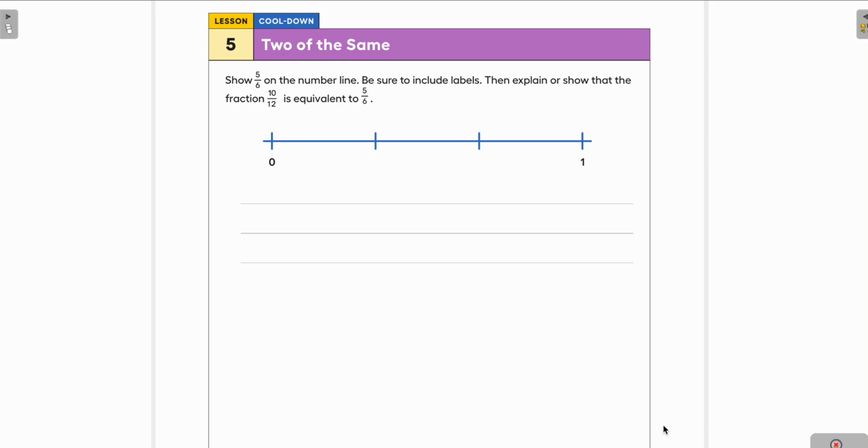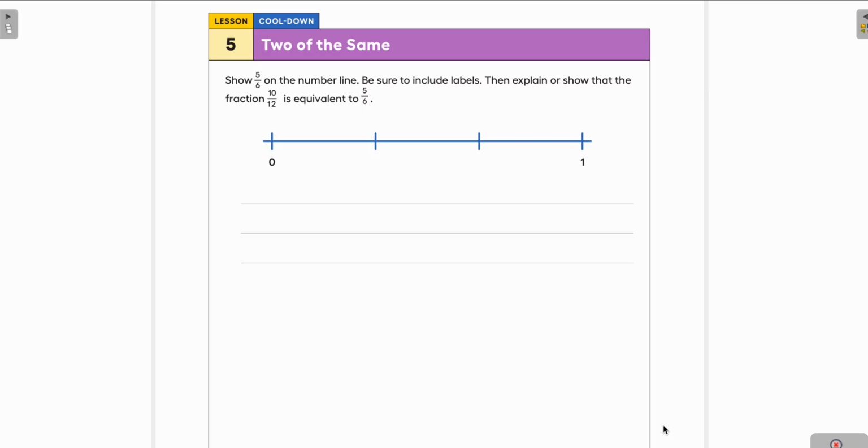This is Mr. Castillo. This will be grade 4, lesson 5, where we learn about equivalent fractions, which means fractions that are on the same point on the number line.